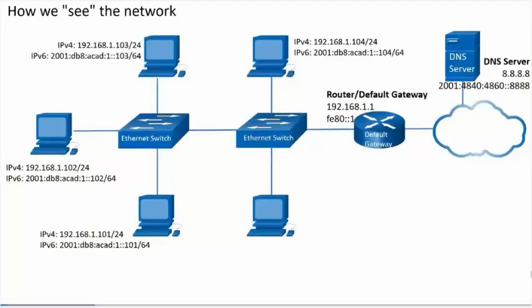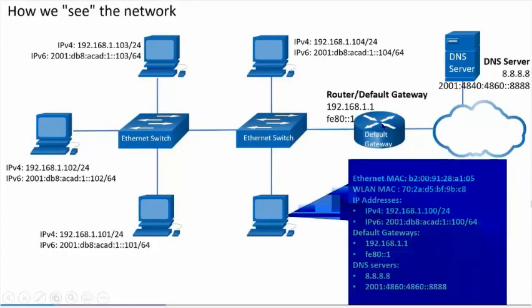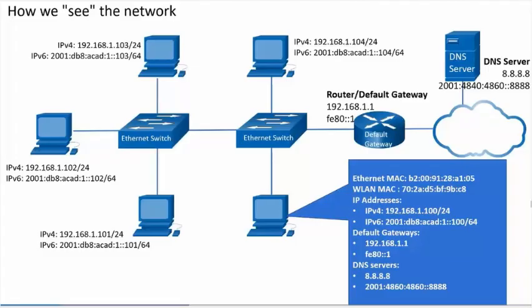This is how we see the network. Using topology diagrams, we can see the devices in the network and also contain detailed information about a device such as the MAC address of the Ethernet and wireless NICs, IP or Internet Protocol address information, default gateway addresses, and addresses for the DNS server. By the way, don't worry about what these terms and addresses mean right now. All of this will be explained throughout this course.